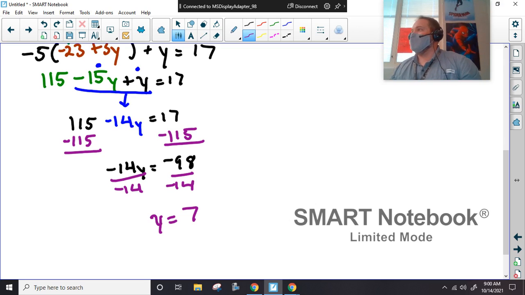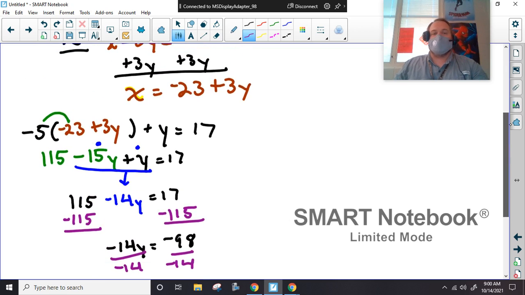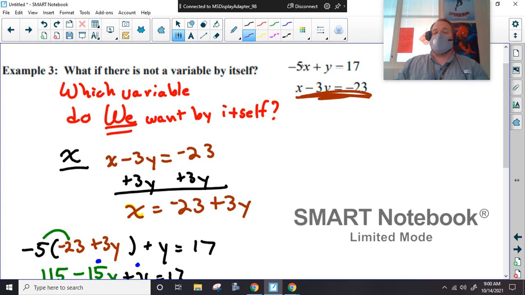So we know what y is. How do we find x? We can plug it in. Where are we going to plug it in? Does it matter? Can we plug it in here? Can we use the top equation? Can we use the bottom before we moved it over? Or can we use this one after we moved it over? Yeah, you can use either one.